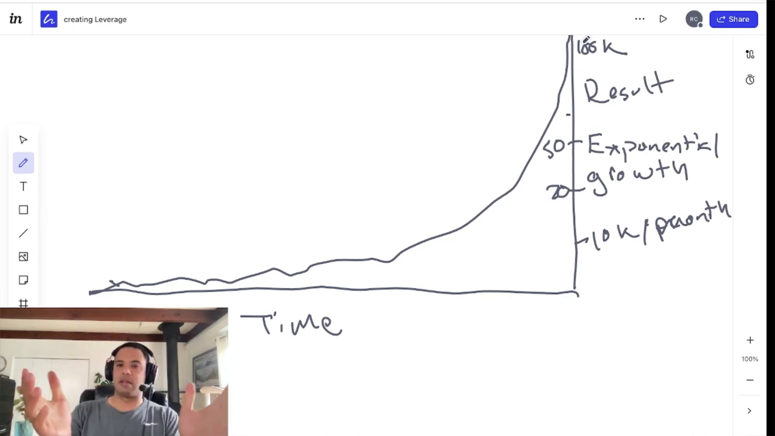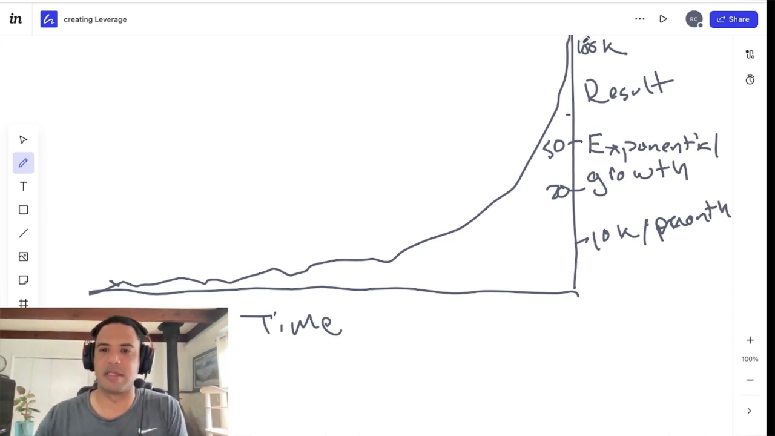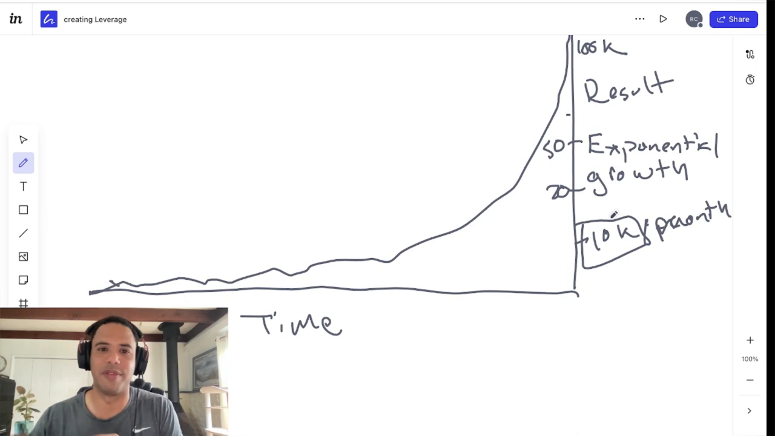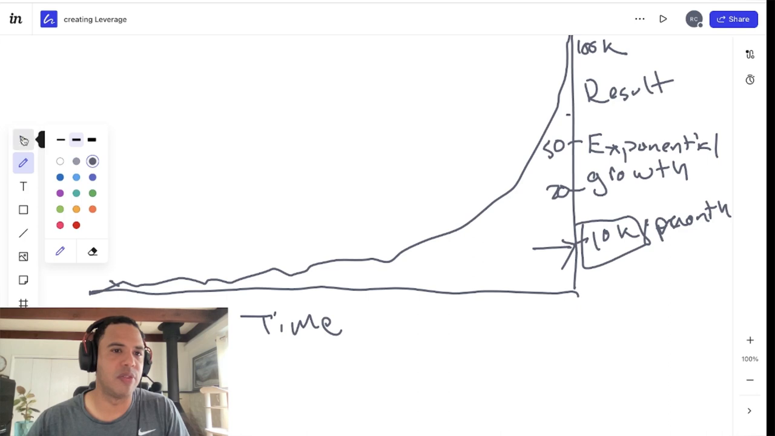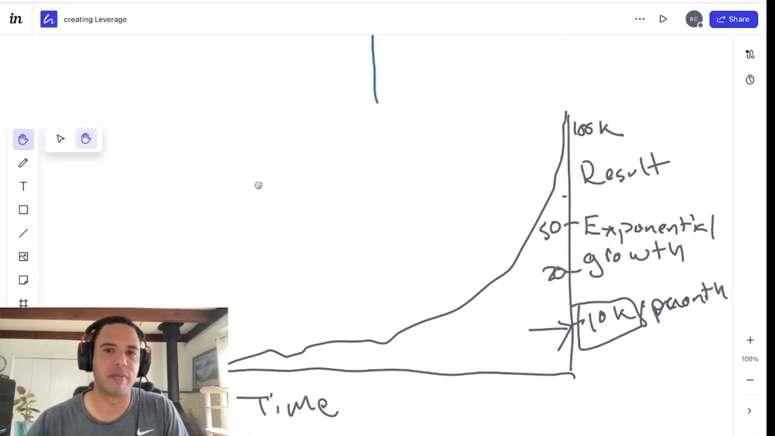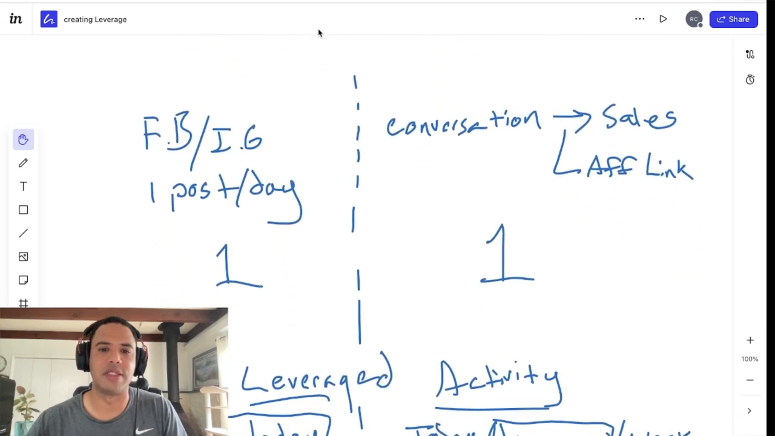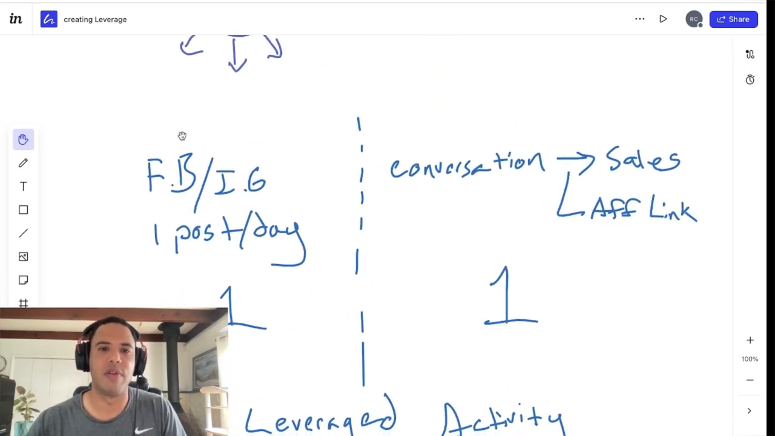And just to be straight up, I haven't gotten past this mark yet. I'm just aware of this and I'm sharing it with you, right? And here's why I haven't gotten past that: because I wasn't following this principle. So when I hit 10K per month, this is what was going on. I was doing this model right here: Facebook posts, conversation, sales.